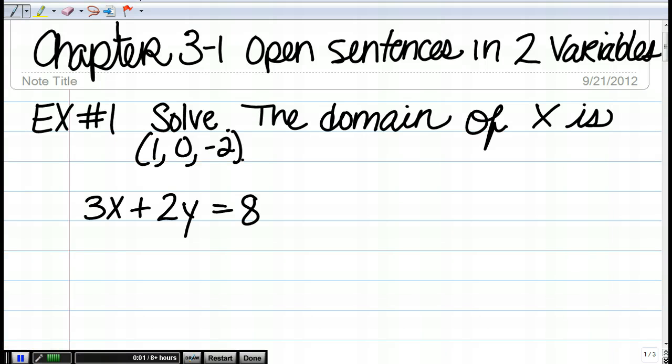Okay, we are doing chapter 3.1, open sentences in two variables. And I wrote a lot of this lesson out ahead of time, so you're definitely going to want to pause as I go through this stuff to catch up on the writing.